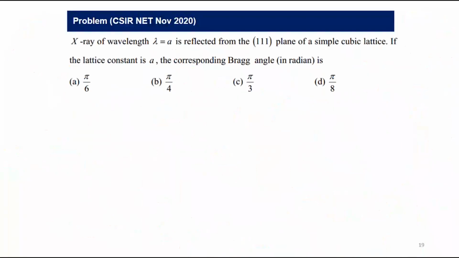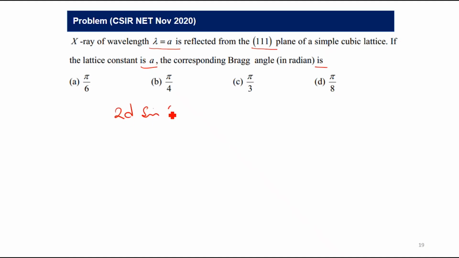Okay. Fine. Let's try one more problem. X-ray of wavelength lambda equal to A is reflected from the 1, 1, 1 plane of a simple cubic lattice. If the lattice constant is A, the corresponding Bragg angle is? So what you have to do in this, whenever you see Bragg's law, all you need to do is what?